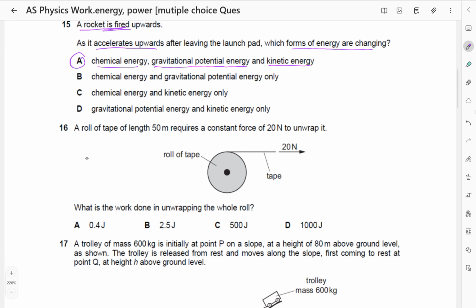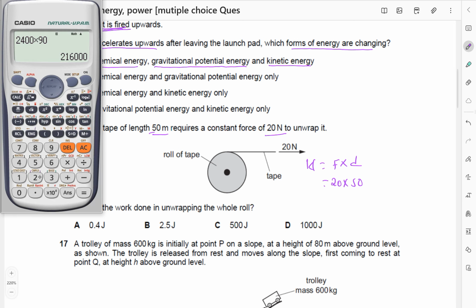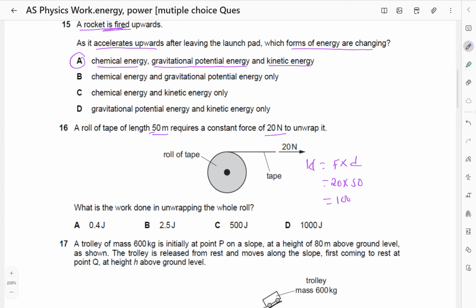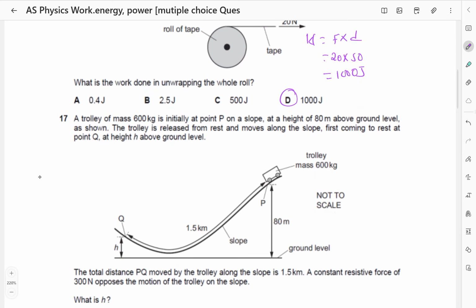A roll of tape of length 50 meters requires a constant force of 20 newtons to unwrap it. What is the work done in unwrapping the whole roll? We know that work done is equal to force times distance moved. So this will simply be 20 newtons times the length, which is 50 meters. This gives us 1,000, I think, without even checking with our calculator. That's 1,000 joules, making the answer D.